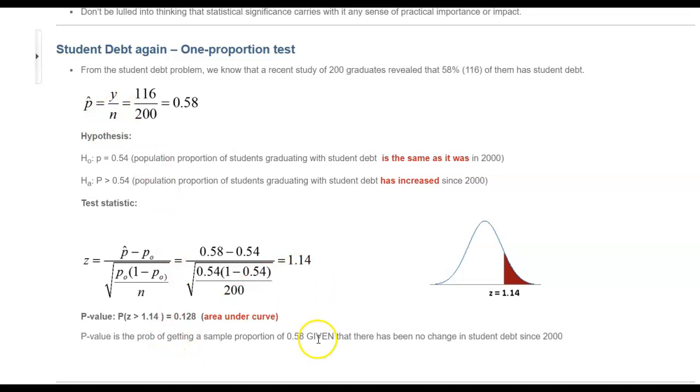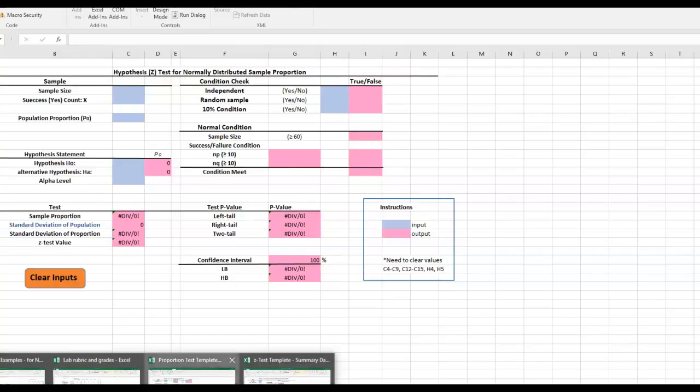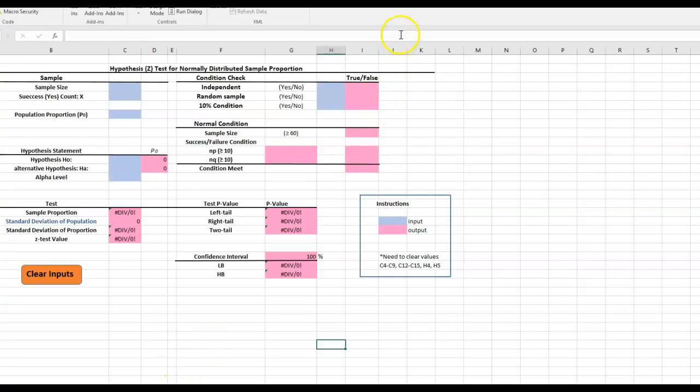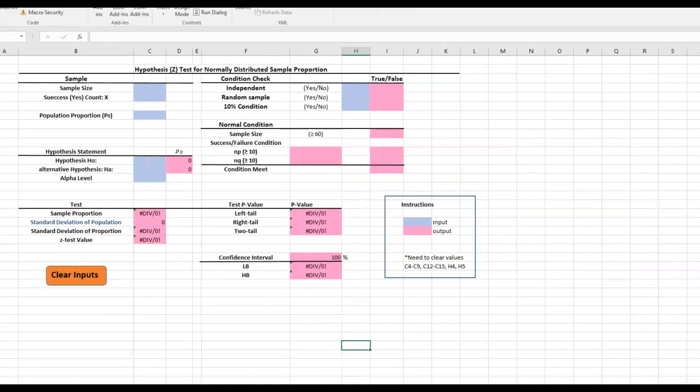So we do this example in Excel. First, several values we need for Excel. Let's do the one proportion test. We need a couple of values. First is the sample size. In this case, we have 200 samples, and the number of successes is 116. The population proportion, we know, is 0.54, and the alpha level is 0.05.